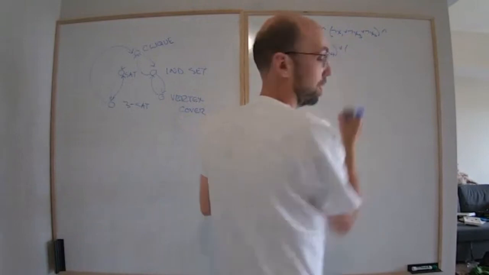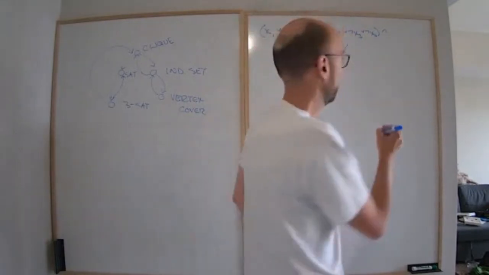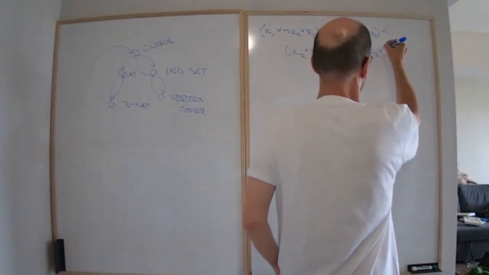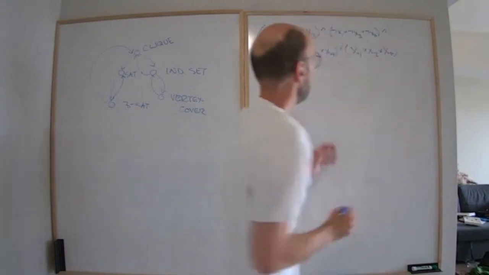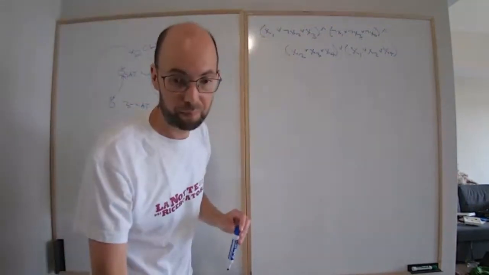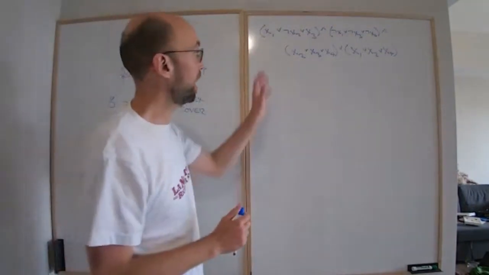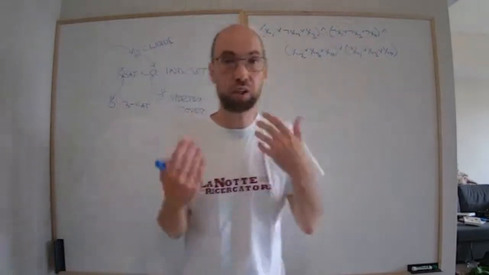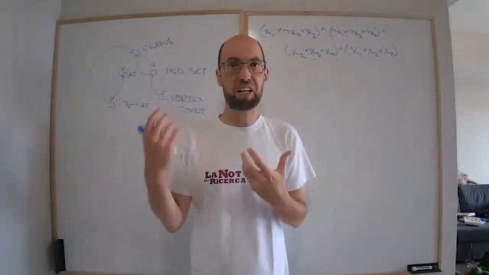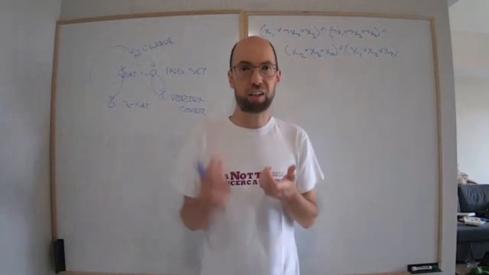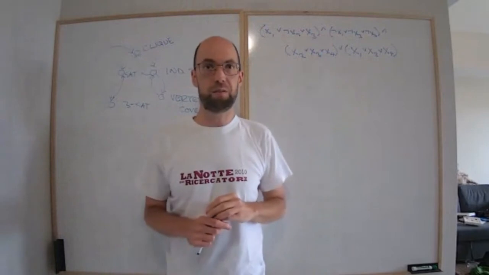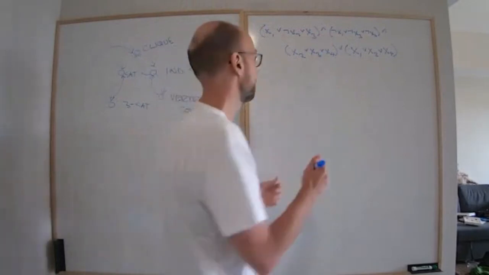Or x1, x2, x4. So this is a formula in 3CNF. Okay, and I want to turn this into a graph G and a number K, such that G has a clique of size K if and only if this formula is satisfied. How am I going to do that?